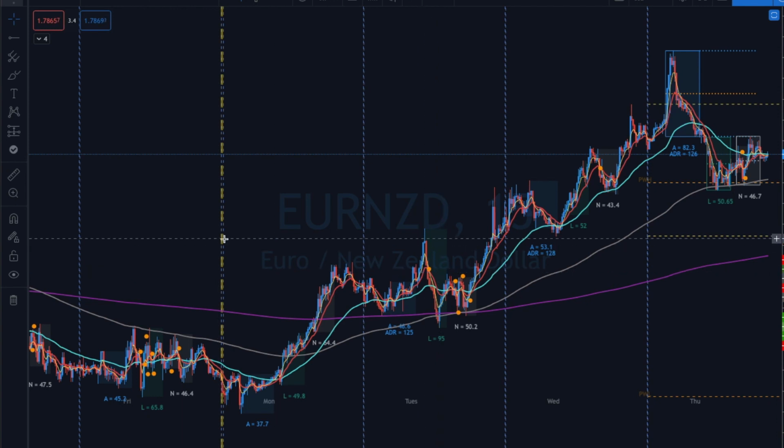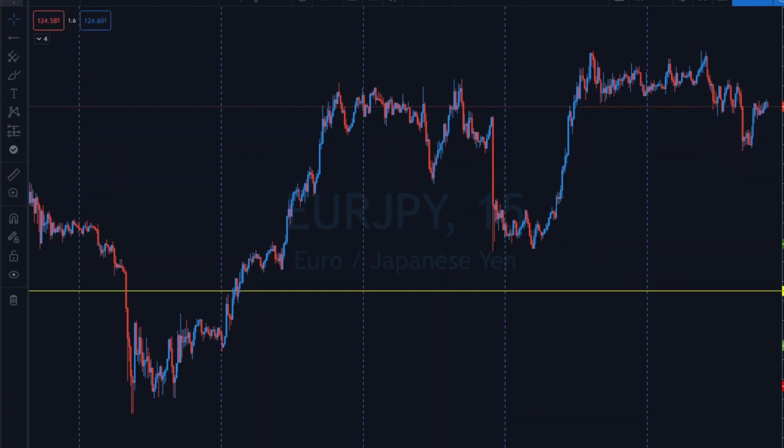There's several different ways that we can look at getting a sense of directional bias. I'm going to show you how I like to view directional bias. This is not the only way to view it. This is just the way that I do it. All right. So let's take a look at Euro JPY.